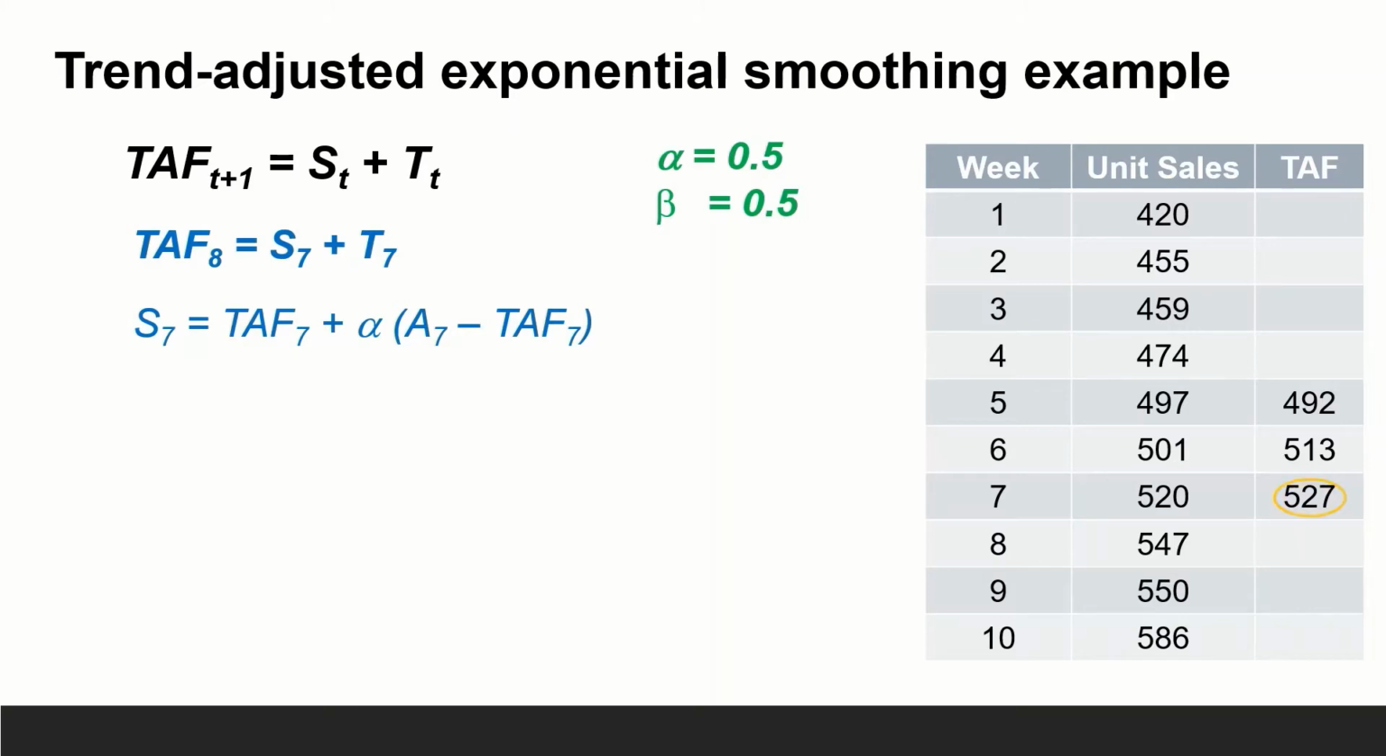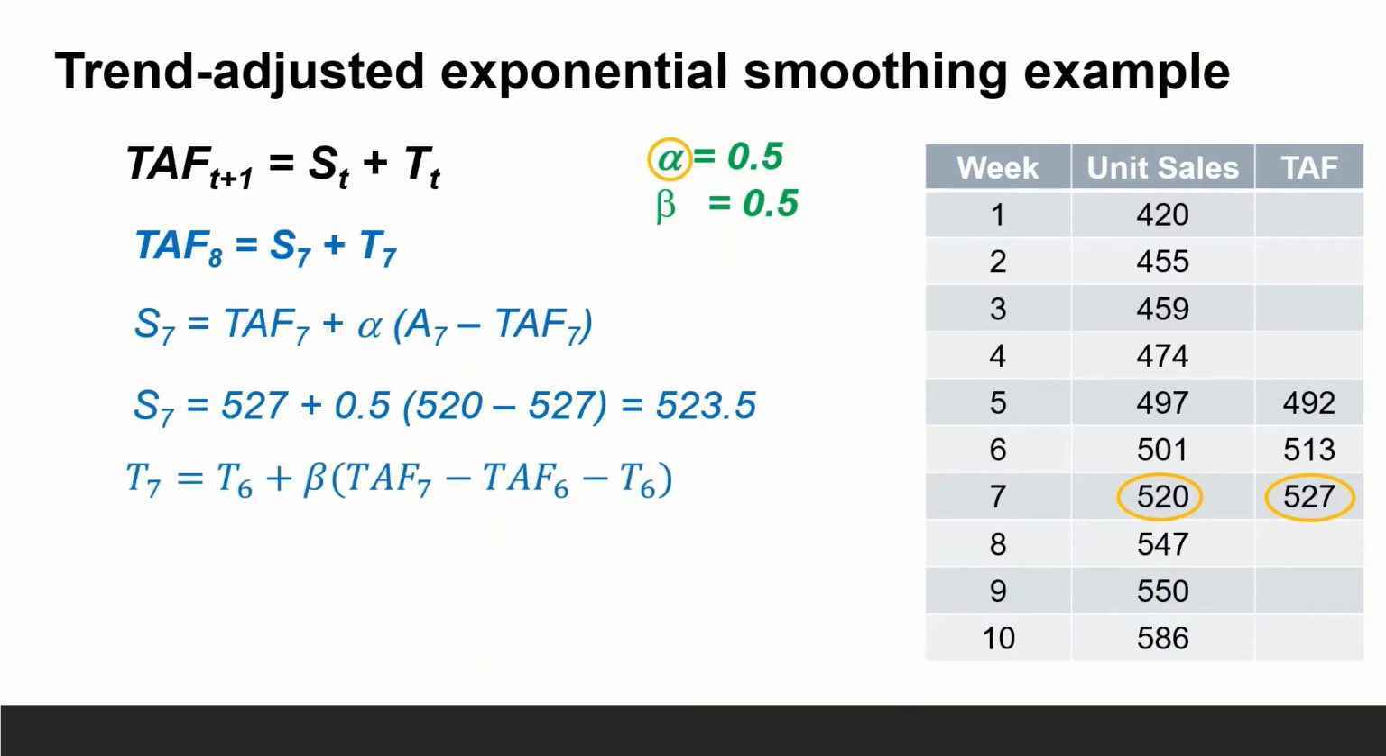minus TAF7). Using the values of TAF7, alpha and A7, S7 equals 527 plus 0.5 multiplied by (520 minus 527). This equals 523.5. While T7 equals T6 plus beta multiplied by (TAF7 minus TAF6 minus T6). That is, T7 equals 19.5 plus 0.5 multiplied by (527 minus 513 minus 19.5) equals 16.75.